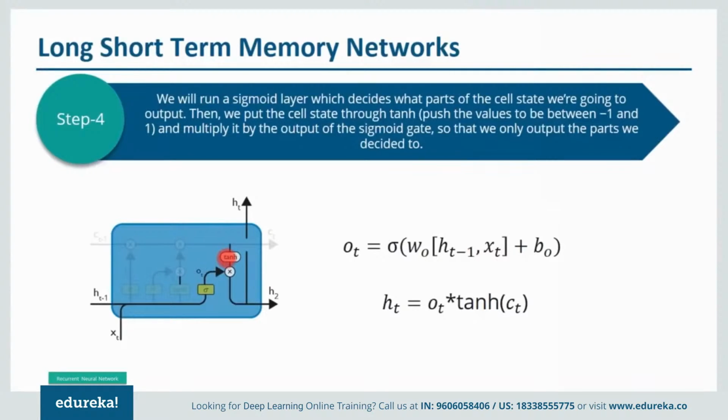And why do we do that? Just to push the values between -1 and 1. So after multiplying OT and tanh CT, we'll get the output Ht, which will be our new output, and that will only output the part that we decided to. Whatever we have decided in the previous steps, it will only output that value.